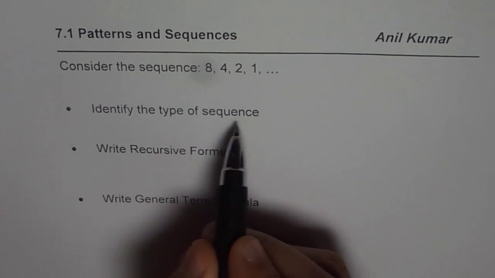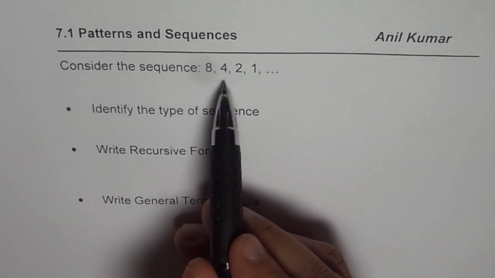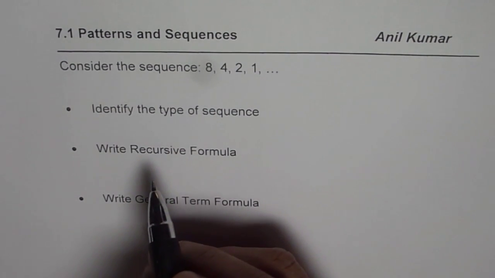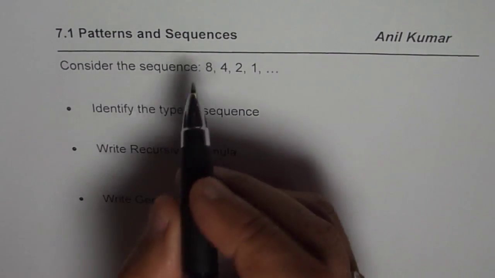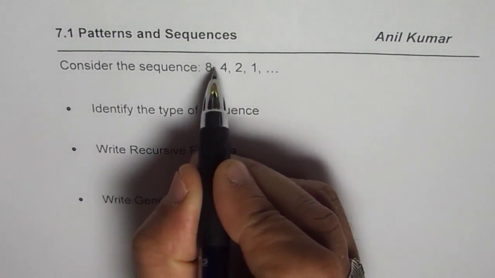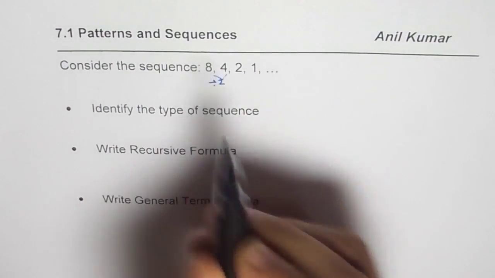Well, to identify any sequence, we have to see how each term is related with its previous term. Rather, we have to see the sequence in succession. So from here we can observe that we can get successive terms by dividing the previous term by 2. They are in fact half, right? So that is how they are related.